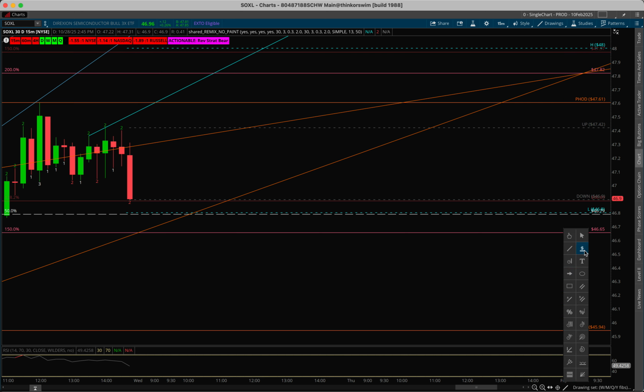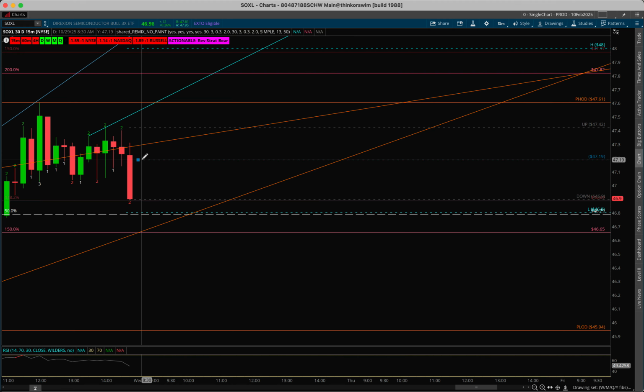let's go ahead and get the right tool out. Let's say price opens right here at 47.19. Then the general rules are higher lows at or above the opening print, we want to look for calls targeting the previous high of day and overnight high. If we get lower highs at or below the opening print, we want to look for puts targeting, in this case, overnight low first and then previous low of day.